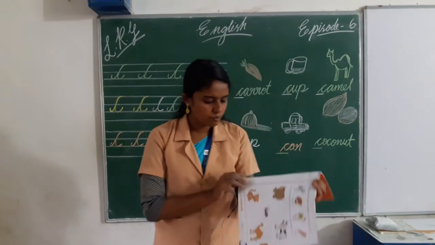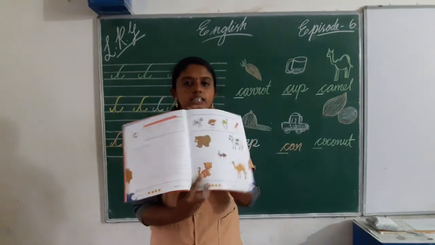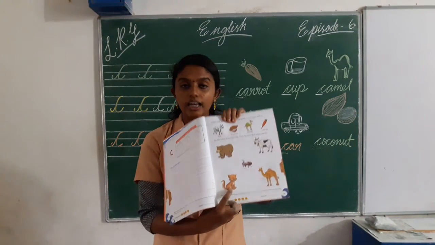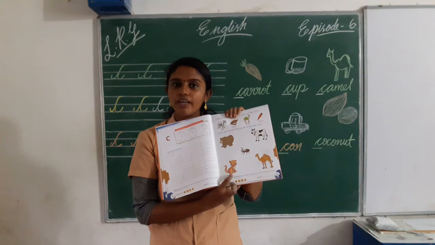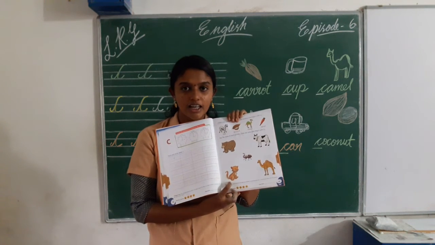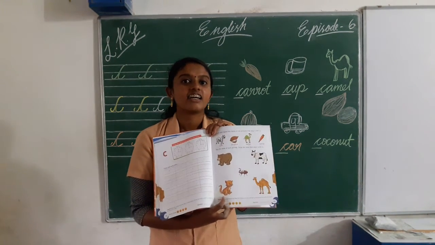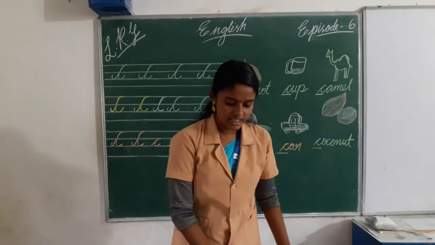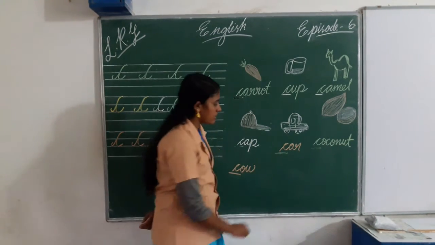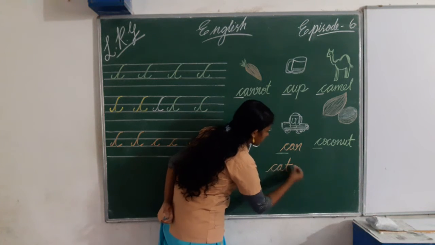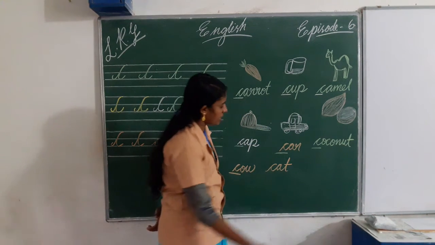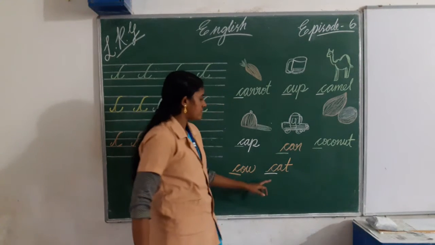Next, can you see the picture of this animal? What is this? Yes, meow meow. This is a cat. What is the spelling of cat? C-A-T. Cat. Which letter is that?